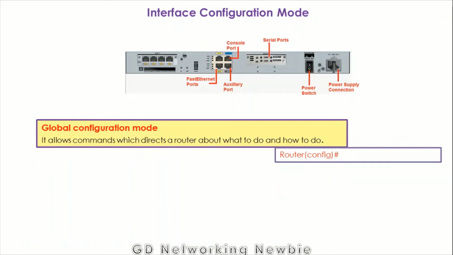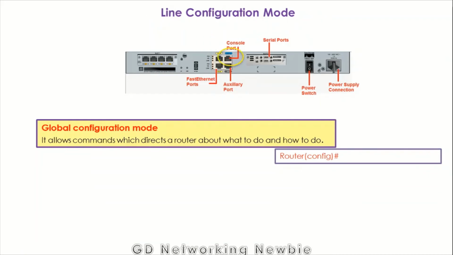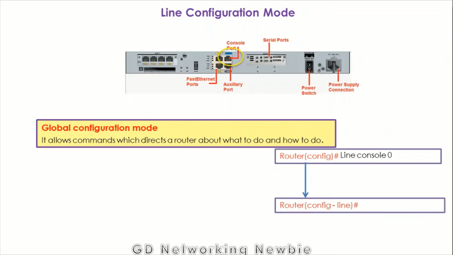In the same way, we can also go to the console port. If you want to go to the console, then we have another command, that is line console 0. By giving this command, we will move to the console port as a line console interface of the router. And then you can see the prompt will change.